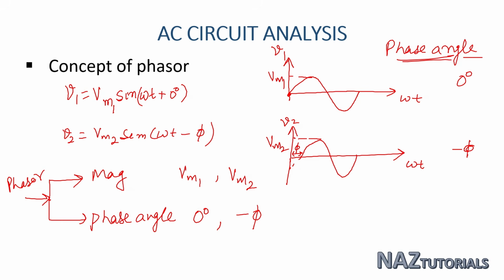For the phasor representation of these waveforms, for the first waveform it is at 0 degree, its amplitude is Vm1 at 0 degree. And for waveform 2, this is our 0 axis line and its phase angle is minus phi. So make the phasor with angle phi and amplitude Vm2. So this is the phasor representation of these two voltage waveforms.